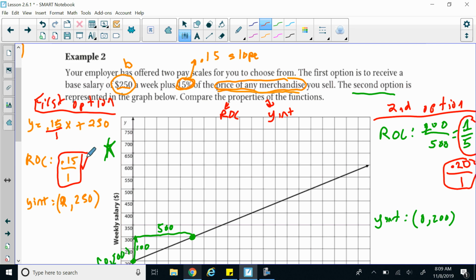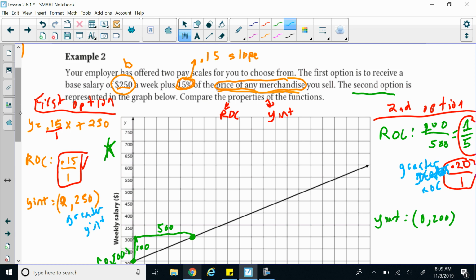So 0.15 and 0.20. This rate of change is greater. This is a greater ROC. Greater. My handwriting is terrible, and of course on the computer it's even worse. Greater ROC. This is a greater y-intercept.